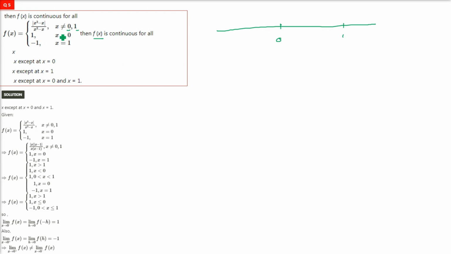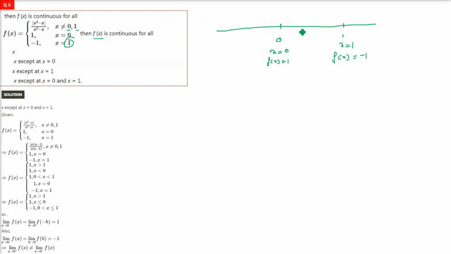If x is not equal to 0 and 1, it will be this: modulus of (x square minus x) by (x square minus x). And when x is equal to 1 exactly, we have to take f(x) as 1. When x is 0, we have to take it as negative 1. So f(x) is equal to negative 1. So the main thing is this one, mod (x square minus x) by (x square minus x). So what do you get here?